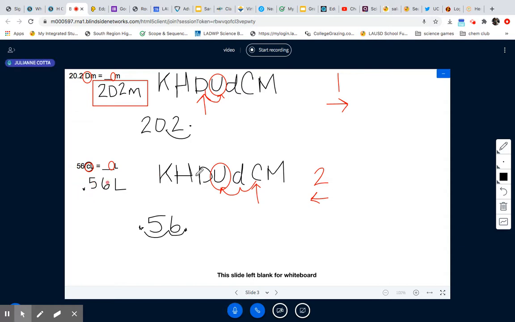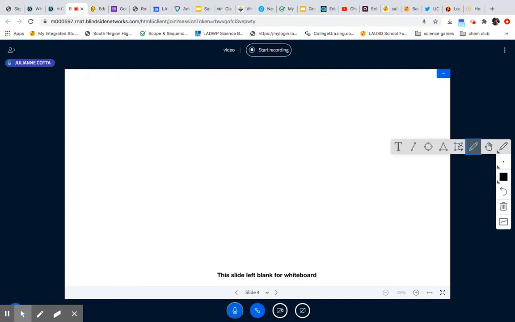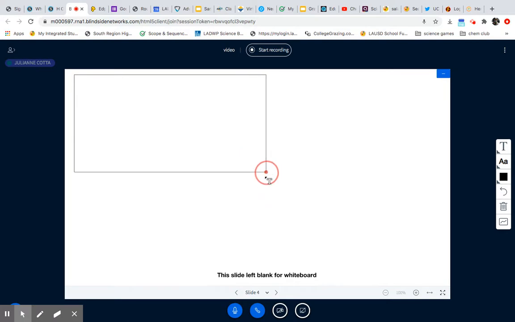Okay, and I'll do one more because I was thinking about something, so you get a bonus one. So we have 2 kilograms equals how many milligrams? Okay, 2 kilograms equals how many milligrams?